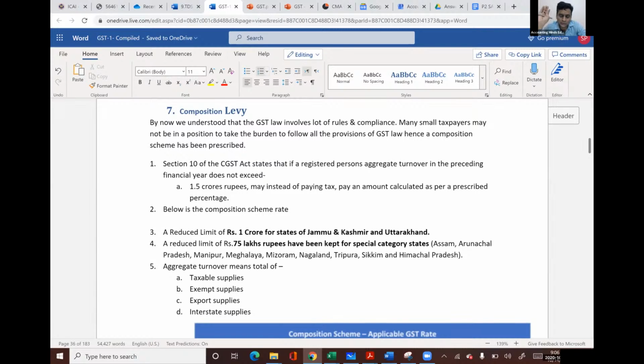Chartered accountants, painters, right? For them, what is the composition levy? Up to 50 lakhs turnover, you can pay GST on composition levy basis, and the rate is 6%: 3% SGST and 3% CGST. Are you getting it?